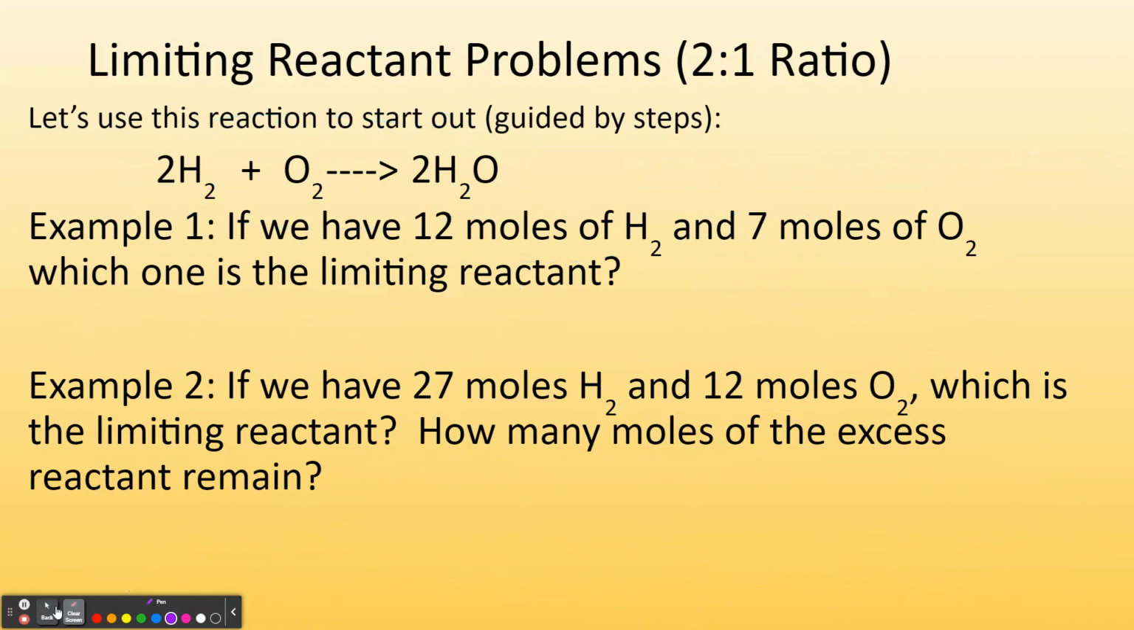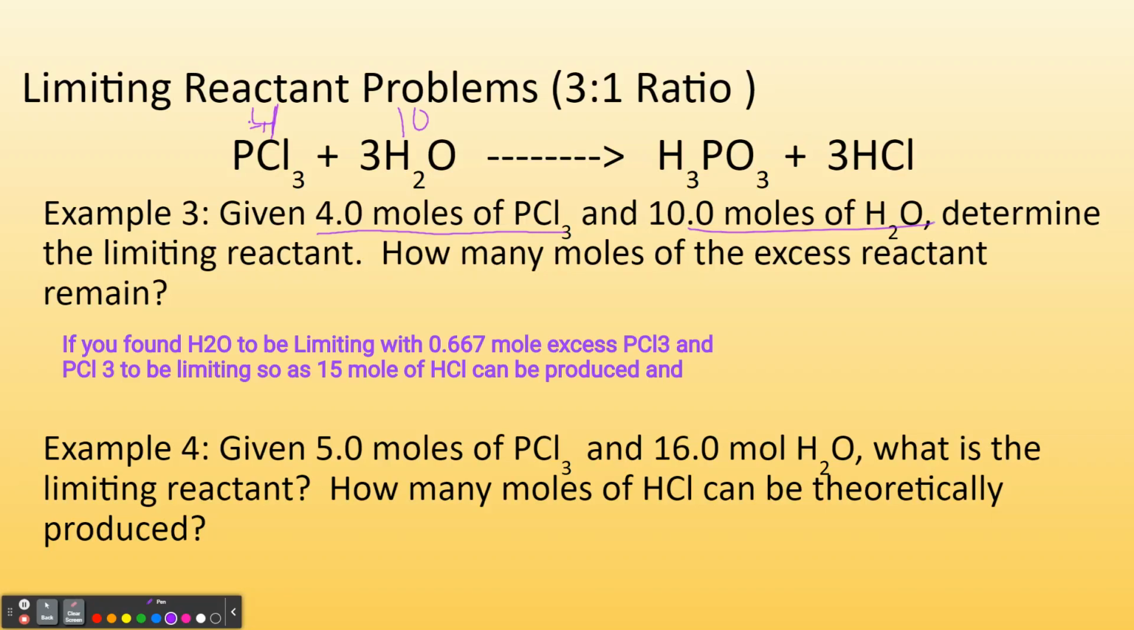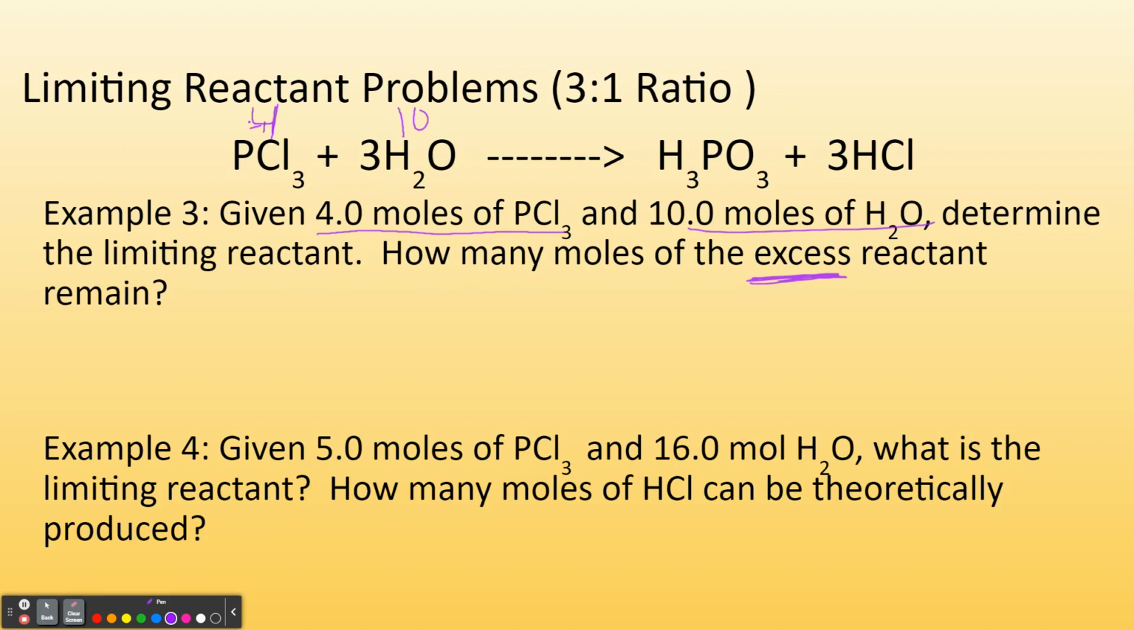Hopefully these are making sense. There's 2 more examples. So if you didn't do them, pause the video here. We'll go over them in just a second. For this one, I've handed you 4 moles of phosphorus trichloride and 10 moles of water. We need to determine the limiting reactant, and we want to know moles of excess. So again, it makes sense that we compare them to each other.